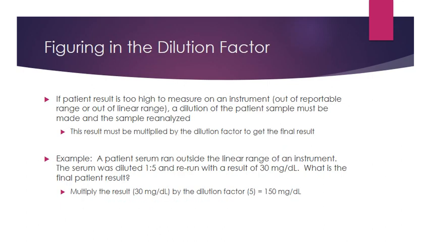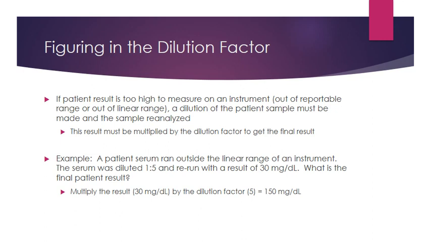Now, we have already learned how to determine the dilution factor, but what do we do with that? Why is that important? Well, let's say a patient result is too high to measure on an instrument. It's either out of reportable range or out of linear range. So a dilution of the patient sample has to be made, and that sample has to be reanalyzed. But is the result you get from a diluted sample the final result? No, it is not. So always remember you must multiply the result from the diluted specimen by the dilution factor to get the final result.